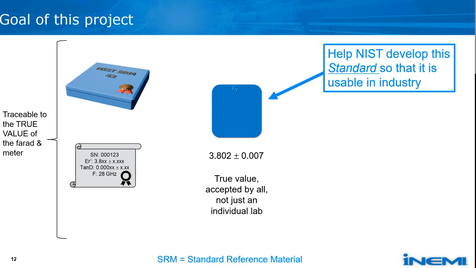And so that's the goal here, is to make sure that as this thing becomes developed, that it's useful and practical for industry. Now, as we go through this, I will probably interchangeably call it a standard or an SRM. The SRM is short for standard reference material, and this is the terminology that you'll see if you go to the NIST website to purchase these types of items.